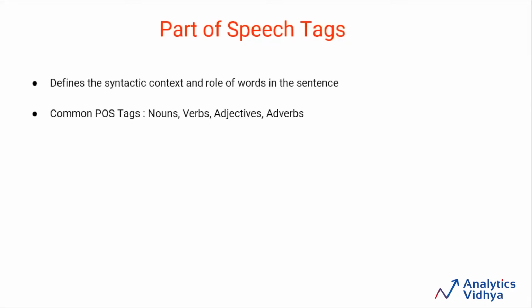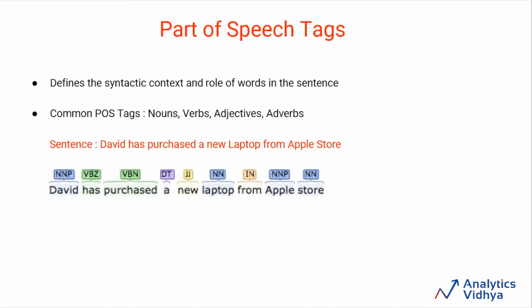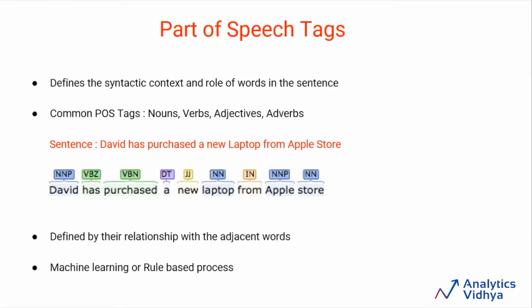In a sentence, every word will be associated with a proper part of speech tag. For example, "David has purchased a new laptop from Apple Store." In this sentence, every word is associated with a part of speech tag which defines its function. In this case, David has the NNP tag, which means it is a proper noun. Has and purchased are verbs, indicating that they are the actions, and laptop and Apple Store are the nouns. New is the adjective whose role is to modify the context of laptop. Part of speech tags are defined by the relations of a word with the other words in the sentence. Machine learning models or rule-based models are applied to obtain the part of speech tags of a word.